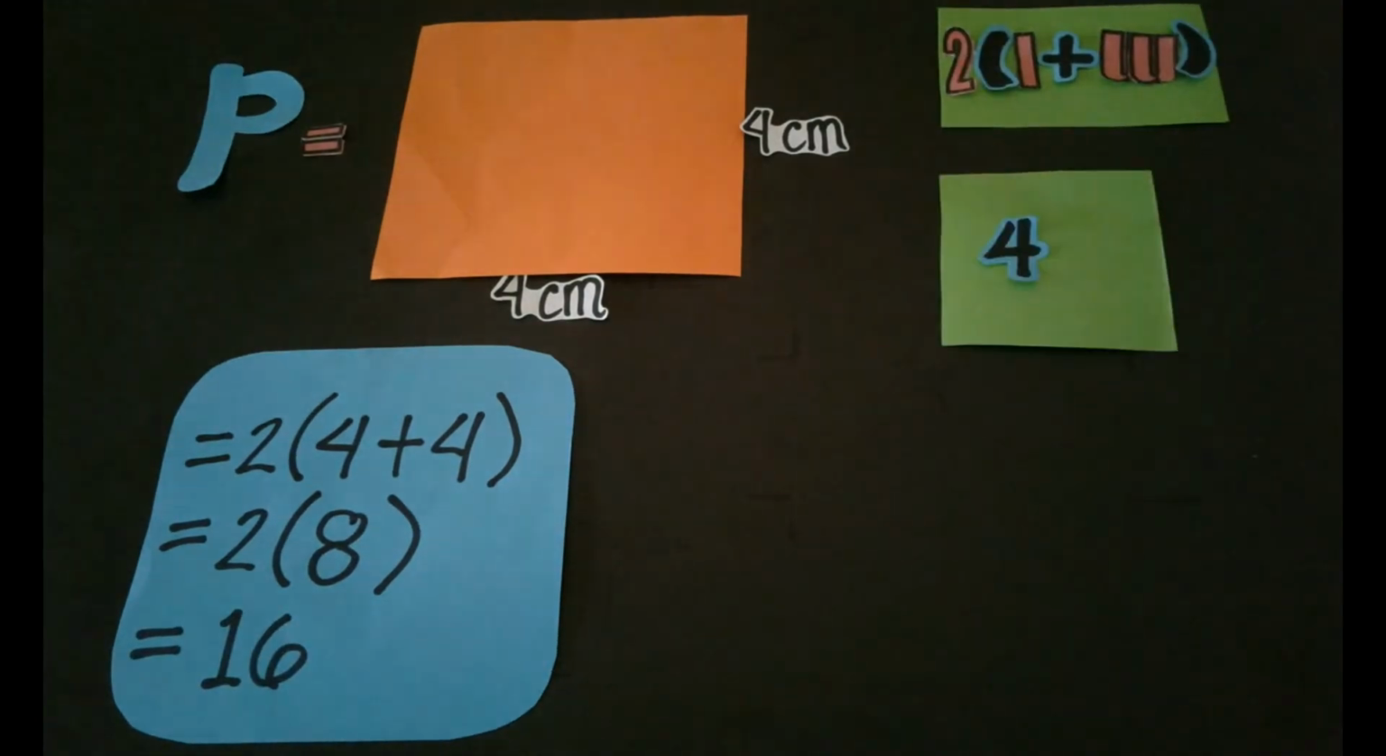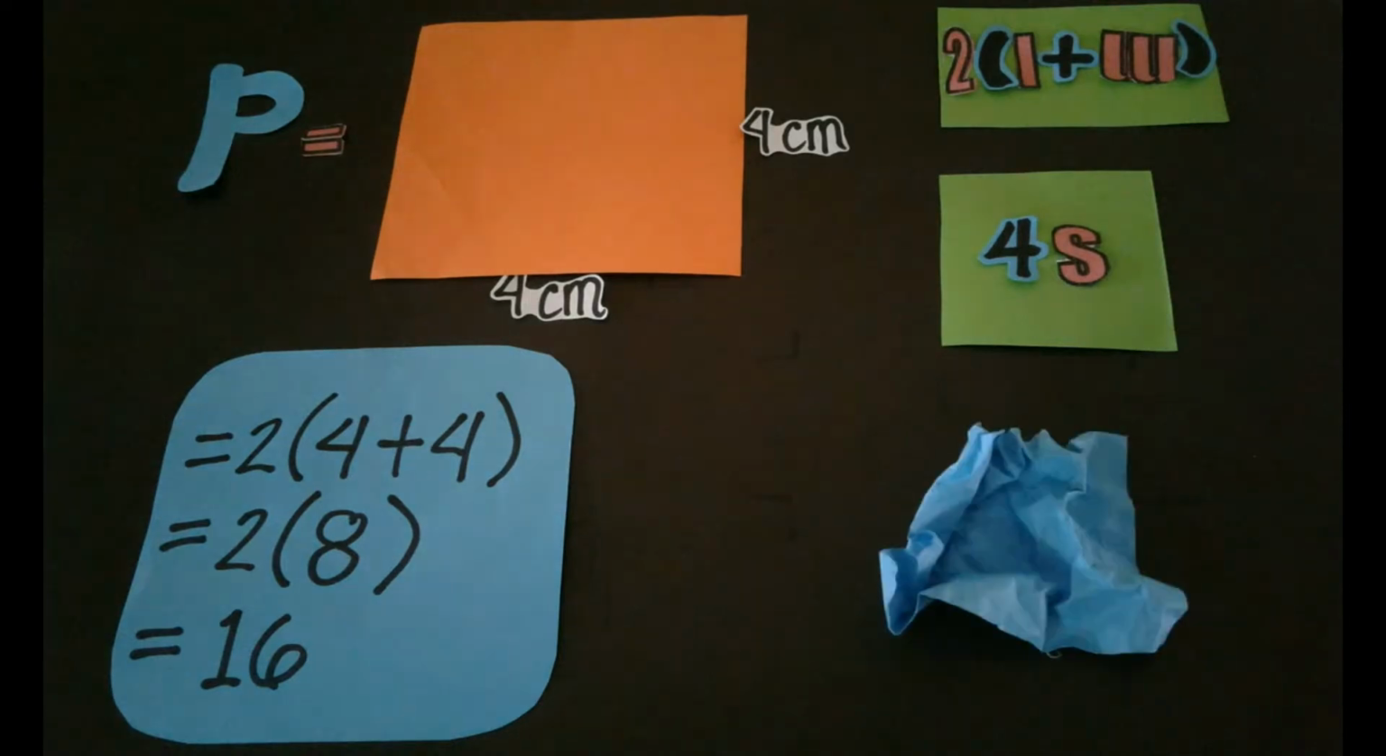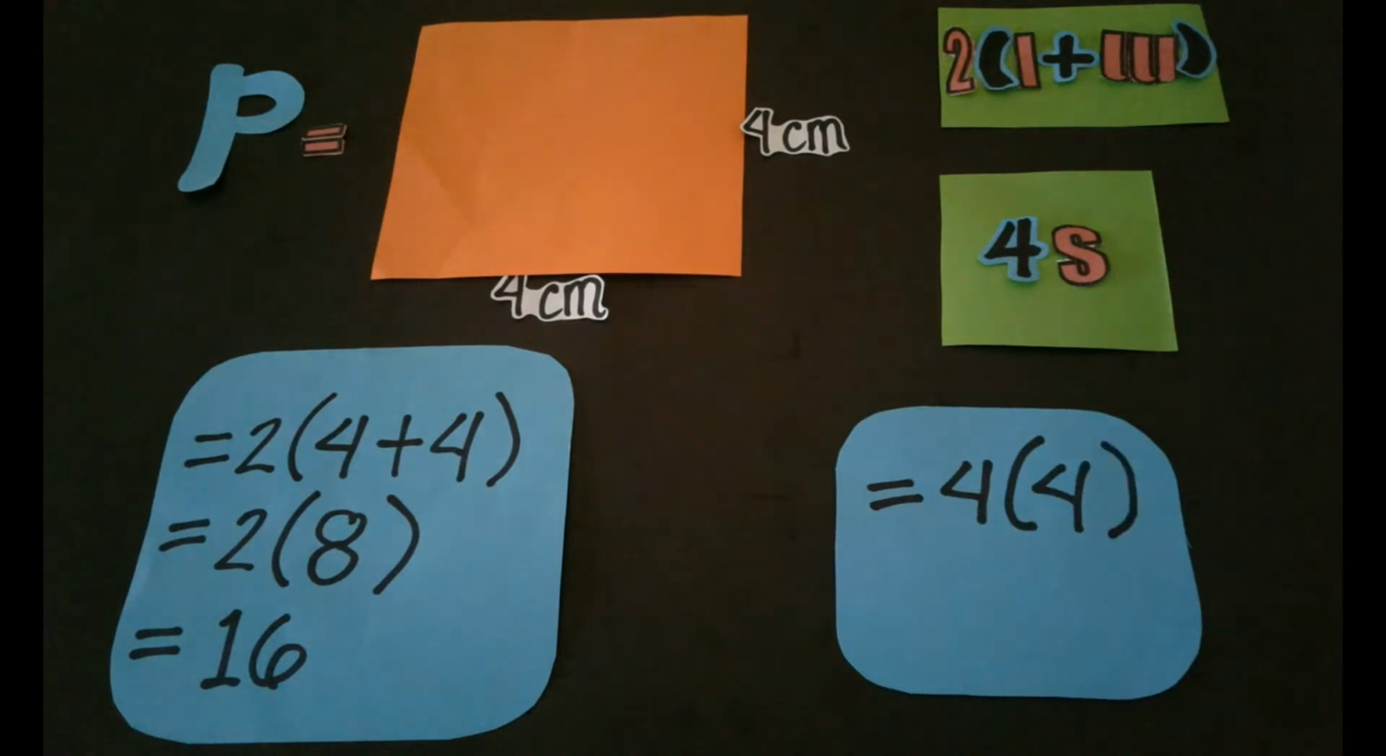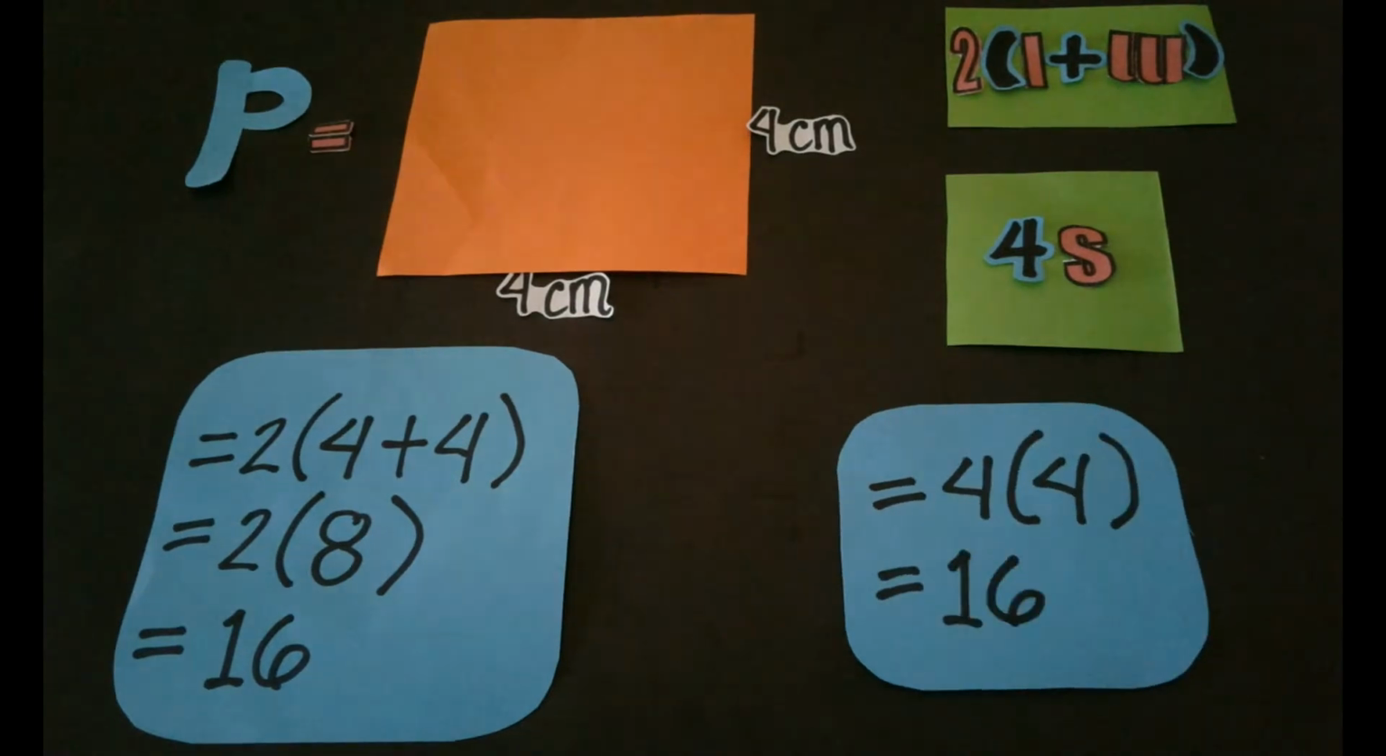And now, let's check if the answer is the same when we use the real formula in finding the perimeter of the square. Since the formula is P equals 4s, substituting 4 for s results in 4 times 4, which is 16. So obviously, it supports the statement that a square is a special kind of rectangle.